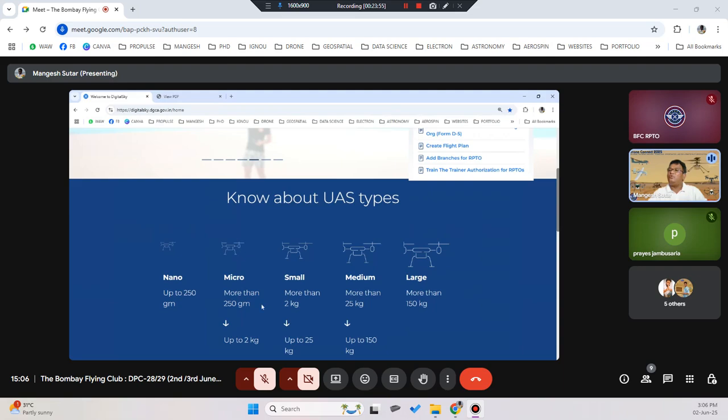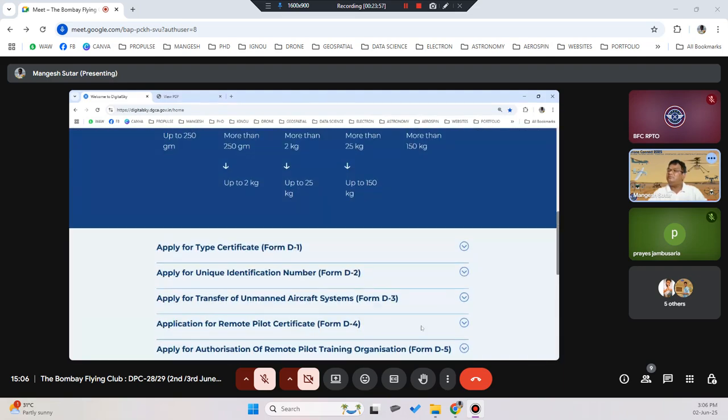Digital Sky platform. So you can go here and there is an option.